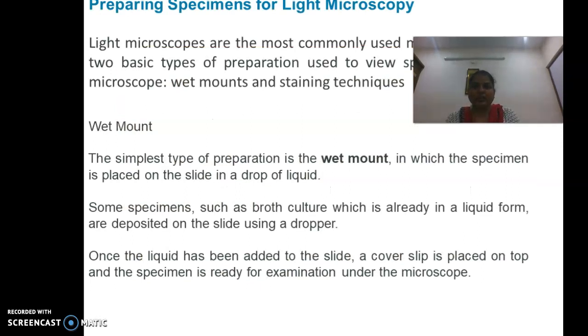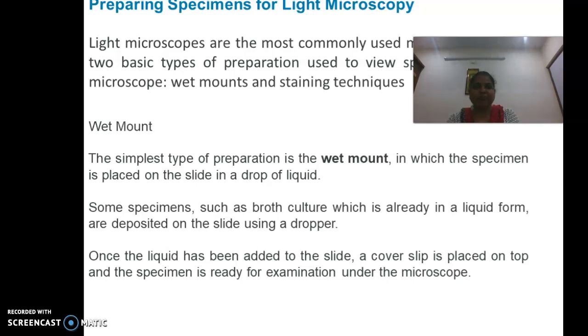So when we talk about the microscope, which is the main instrument used for visualization of microorganisms, we see that the light microscope is the commonly used microscope for observing the specimens in the microbiology laboratory. And the specimens can be prepared in two important forms. One is a wet mount technique and the other one is by staining the specimens. So what is a wet mount technique?